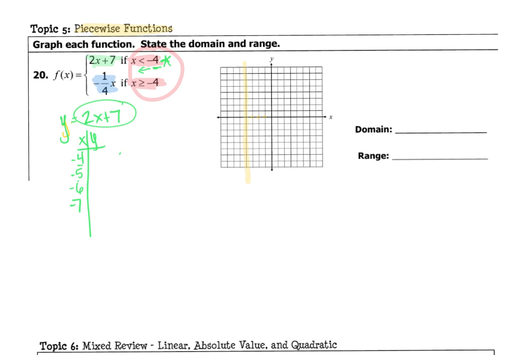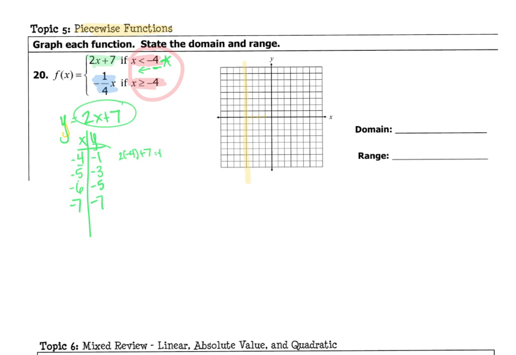Okay, what that means, I could do 2 times -4 plus 7. That'd be -8 plus 7, which equals -1. So when x is -4, y is -1. And you could keep going from there. What is y when x is -5? That'd be 2 times -5, which is -10, plus 7, which is -3. When we plug in -6, we would get -5. And when we plug in -7, we get -7.